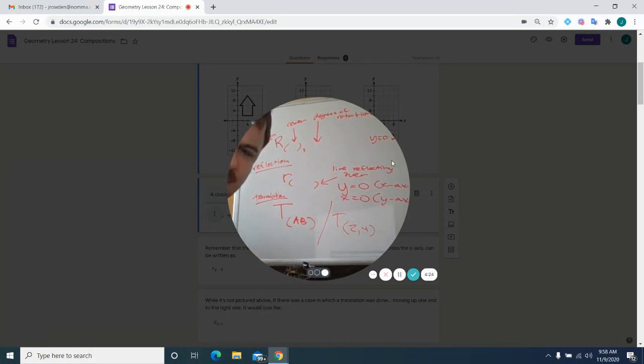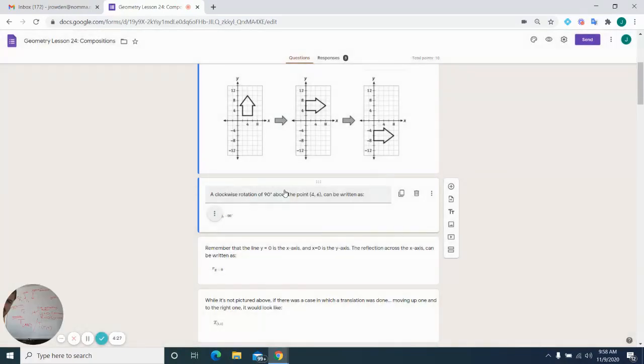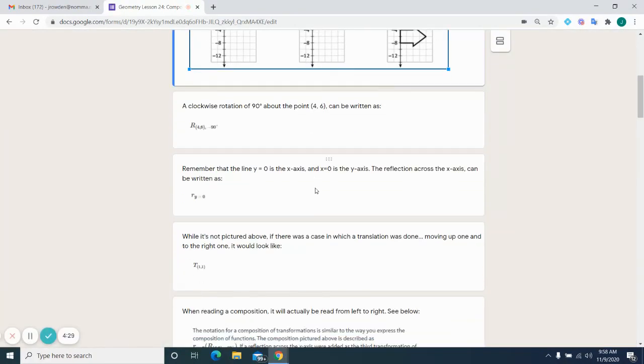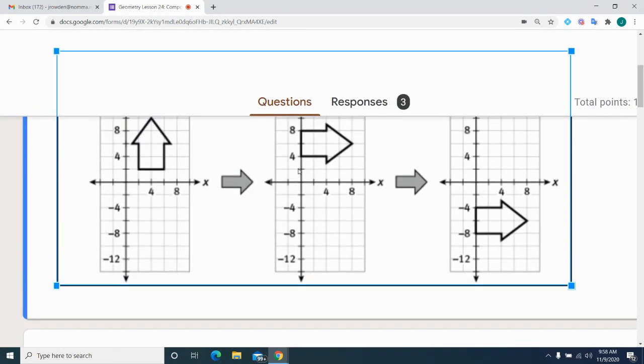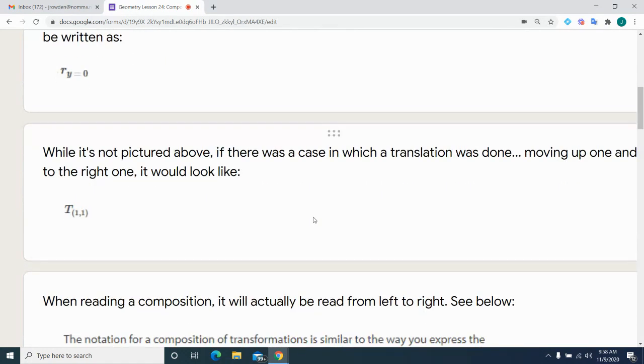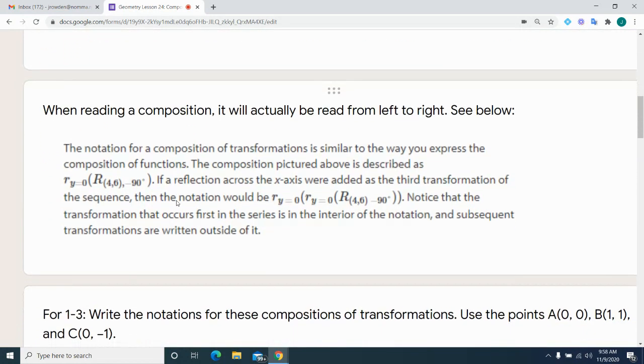If you look right here, the next thing I have on here is how we would do a reflection. If we reflect over the line y equals 0, that's the x-axis. So to reflect across the x-axis, that'll be r, y equals 0. That's what's happening right here. If you go to y equals 0, which is this right here, this arrow is reflecting over it to land down here. And then lastly, I give you an example. If you need to do a translation, if you're going to go up 1 and to the right 1, we do T(1, 1).